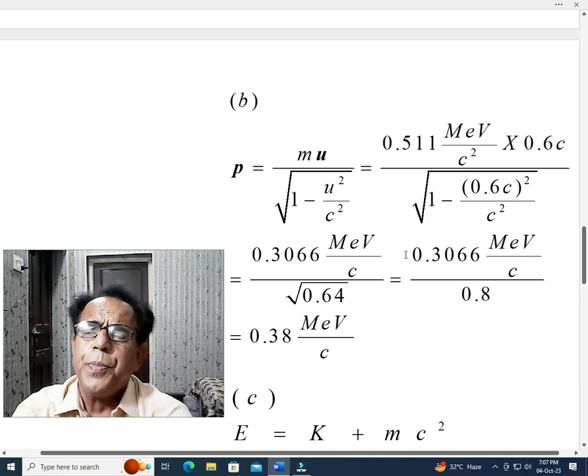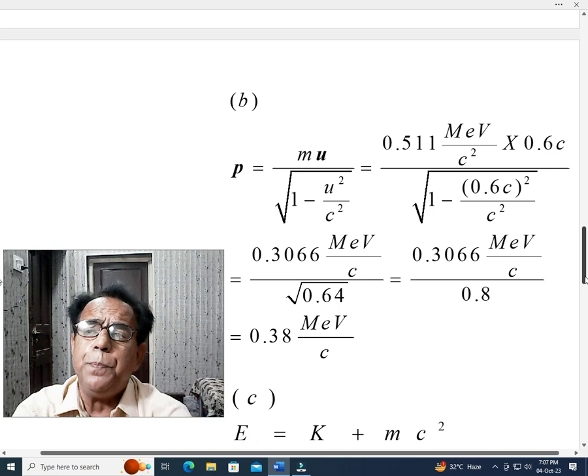So this portion we have already calculated, which is equal to 0.8, and hence after simplification relativistic momentum P becomes equal to 0.38 million electron volt over c.